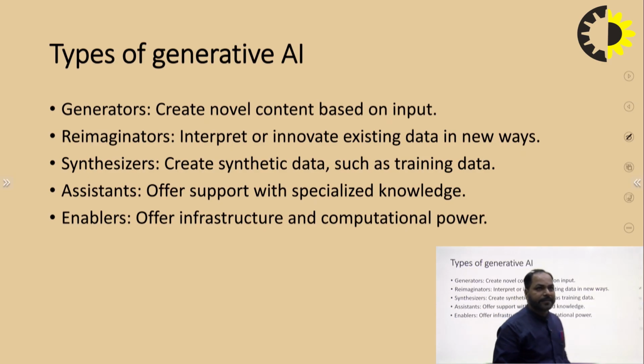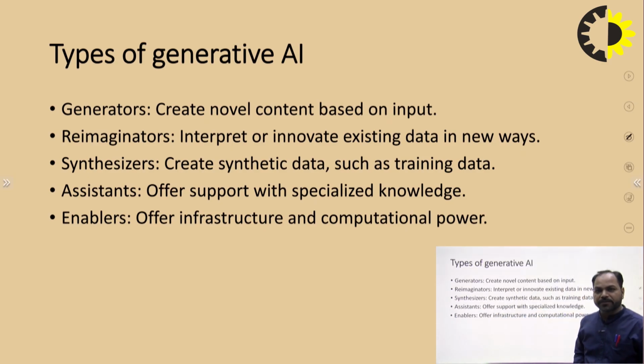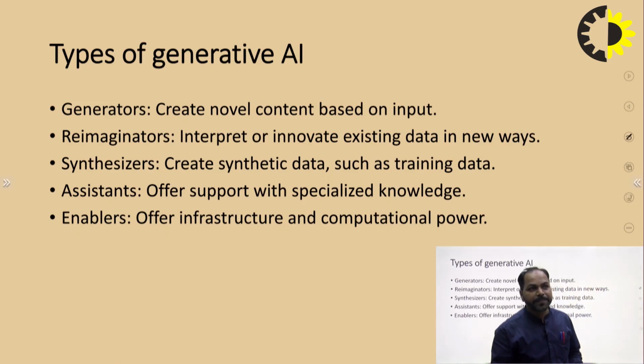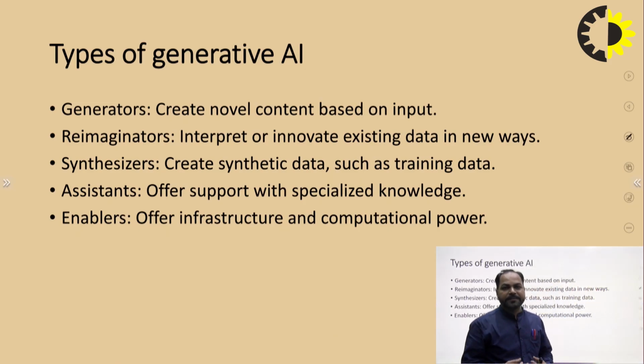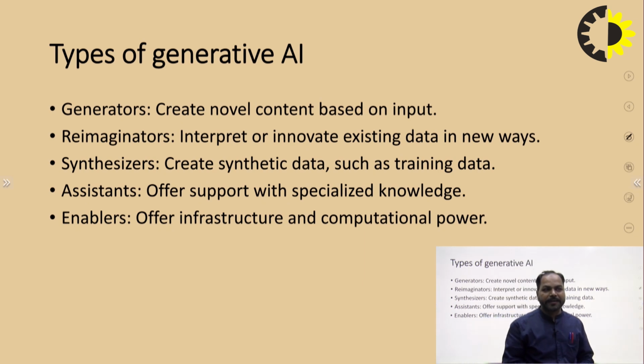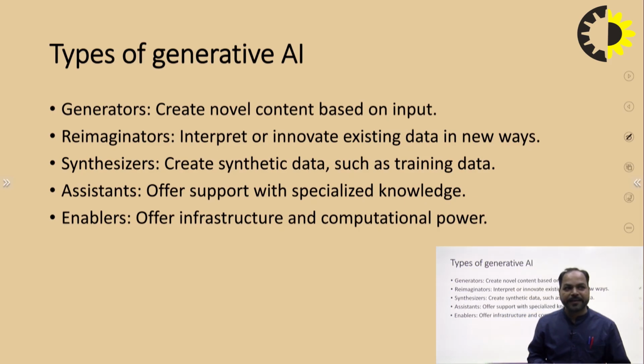Apart from that, the types of generative AI. When we are talking about generative AI, it consists of one generator, which generates output on the basis of learning. Apart from that, there is also the reimaginator, which will generate new things on the basis of the previous results, and it will interpret existing data or innovate some terms or technologies on the basis of previous data.